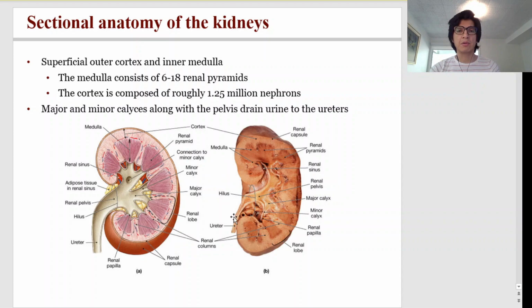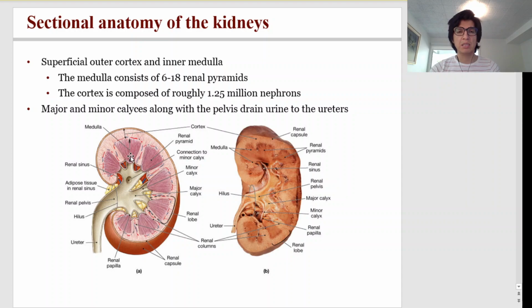Here you have a view of the sectional anatomy of the kidneys. One of the things that I want you to focus on here is the cortex, in which you will find your renal corpuscles, which are a part of the nephron, the functional part where the filtrate is being formed. And here you have the medulla. In the medulla, you will find these lobes. Within these lobes, you will find the renal pyramids.